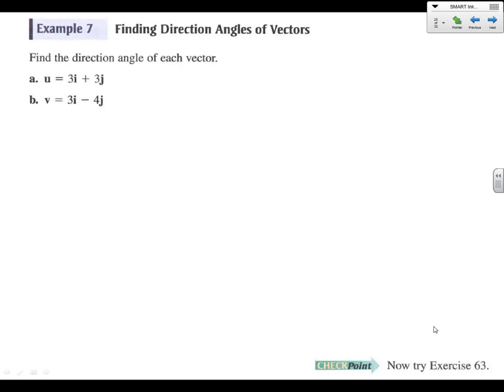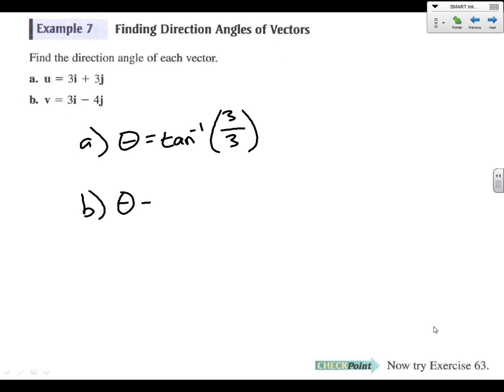All right, so find the direction angle of each vector. On this one, for u, theta equals the inverse tangent of the y value, 3, over the x value, 3. For v, theta equals the inverse tan of -4 over 3. So let's go to the calculator and figure these out. First of all, 1 over 1 is 45 degrees. That's an easy one.